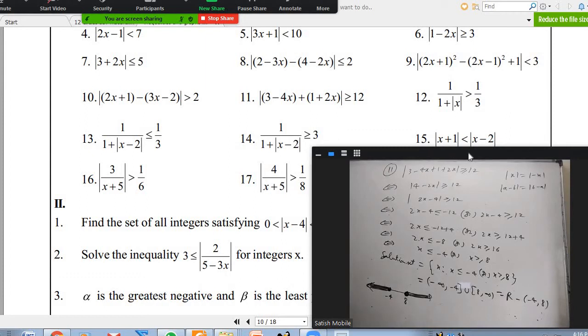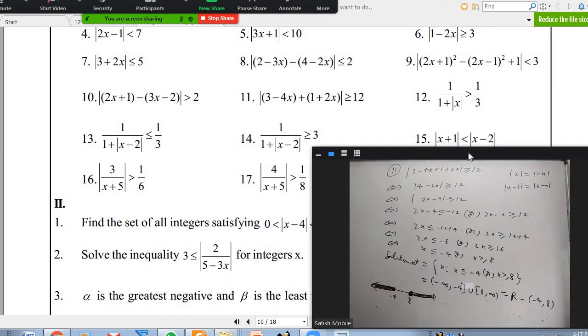Sir, if we take a reciprocal, will the inequality change, sir? It will change. When both are positive, it will not change. When both are negative, also it will not change. When one is positive, one is negative, it will change. Sorry. We discussed this thoroughly.